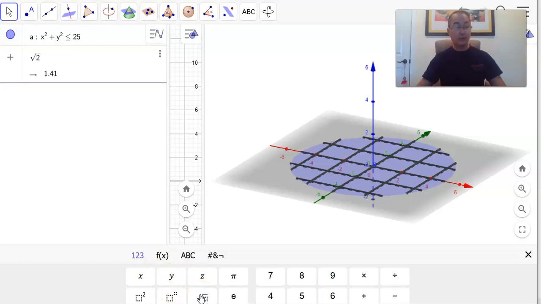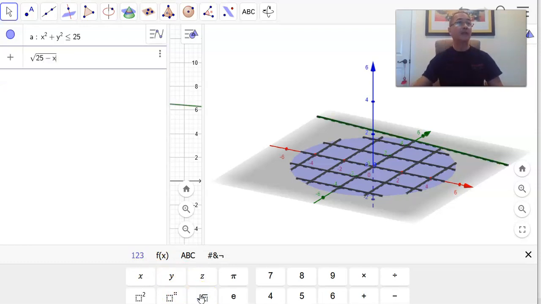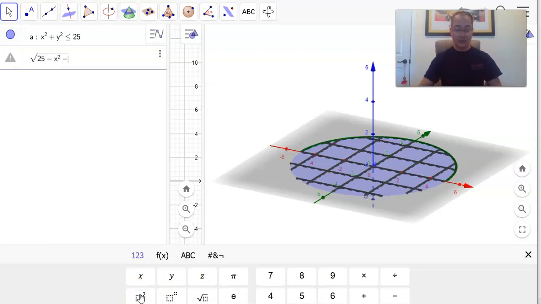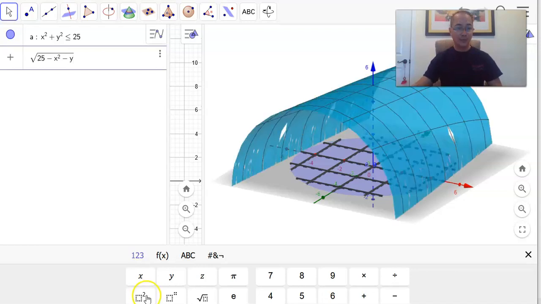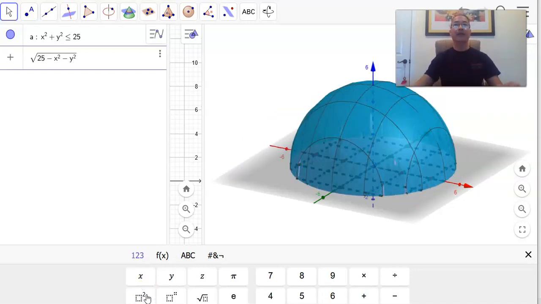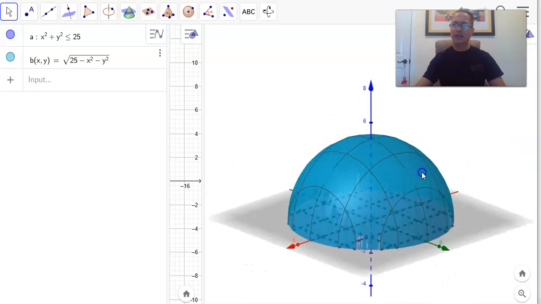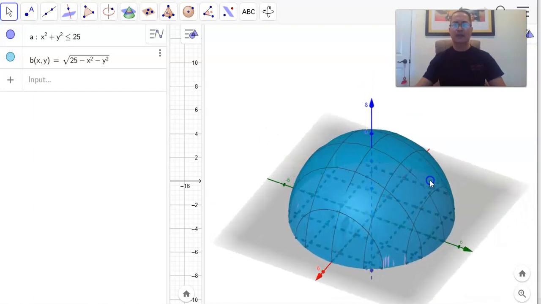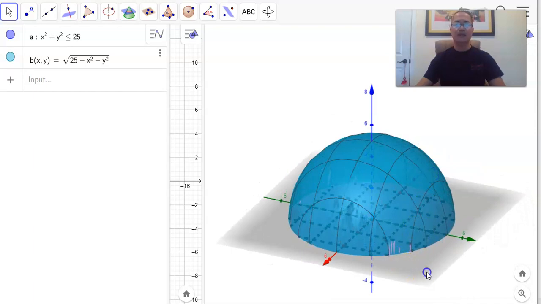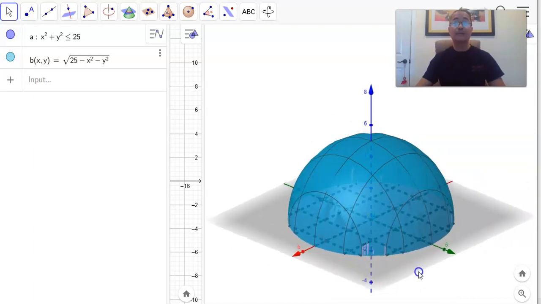Input square root of 25 minus x squared minus y squared. It ain't over until we complete the formula. All right, well, what does that look like to you? Okay, it seems, oh, wait a minute, there's no bottom. It almost looks like a sphere. Okay, maybe because it is a sphere, except it's only the upper half.